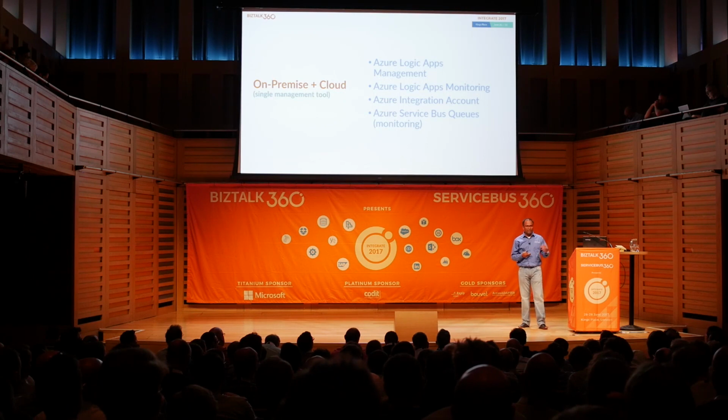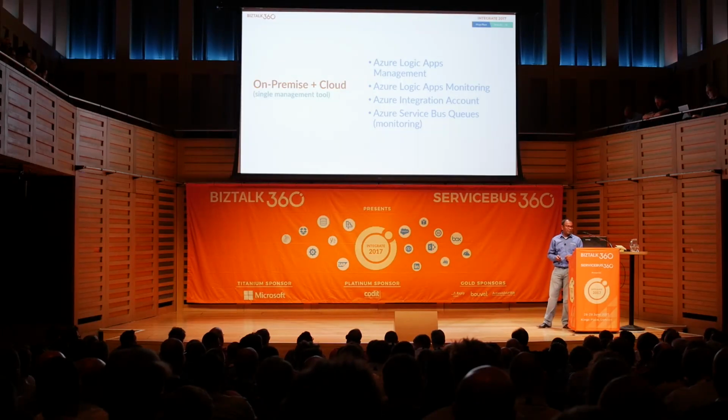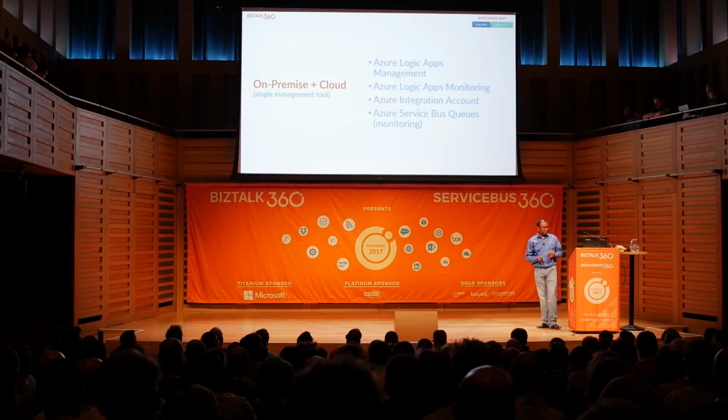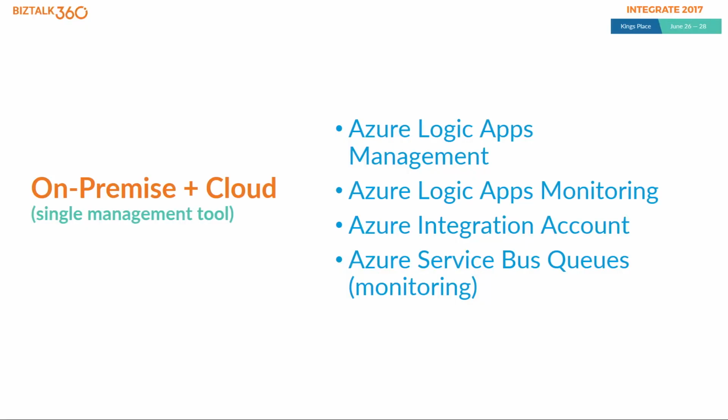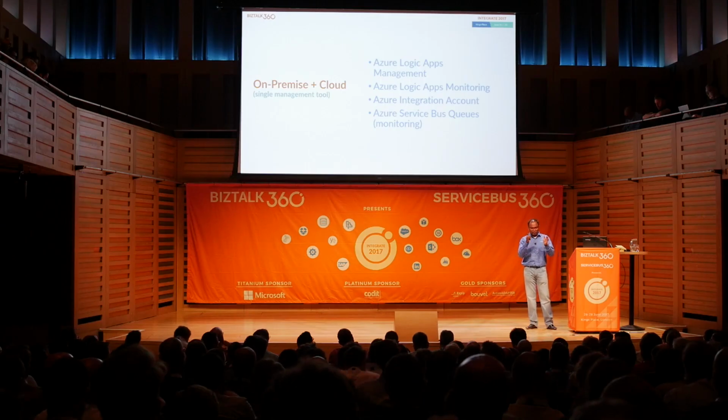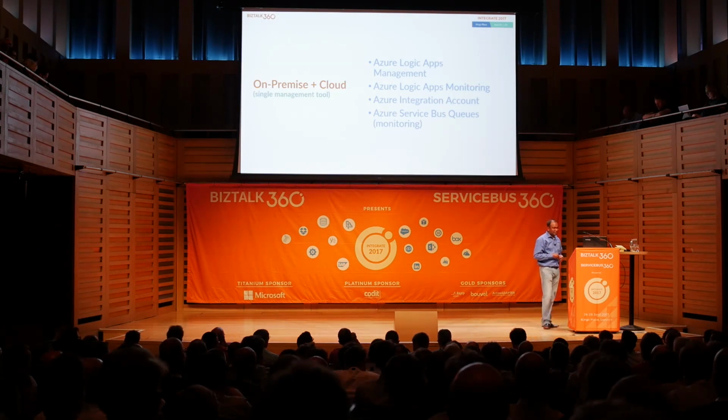Now we have like 30 or 40 different metrics you can monitor, and then you get alerted based on that. We also have monitoring for Service Bus queues, so you can monitor the queue depth and size and all those kinds of things. The way you look at it is, if you have BizTalk but you're extending it to the cloud, you can use all these capabilities.